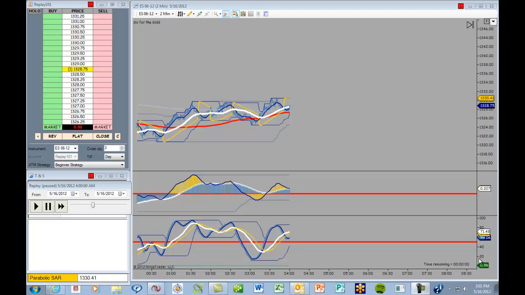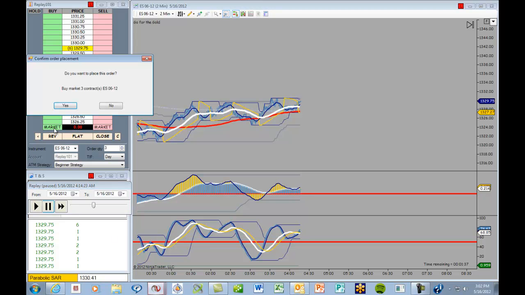Today is Wednesday, May 16, 2012. And let's start our data feed. 10 clicks gets us up to 50 times normal speed. Okay, we've got the parabolic bullish, crossovers on MACD and stochastic, so let's get long.